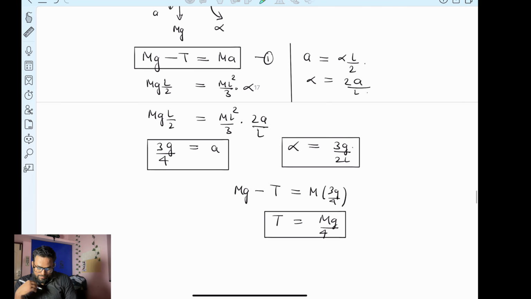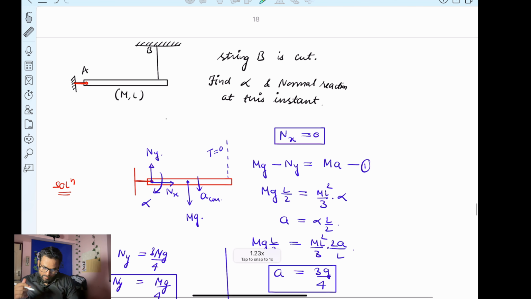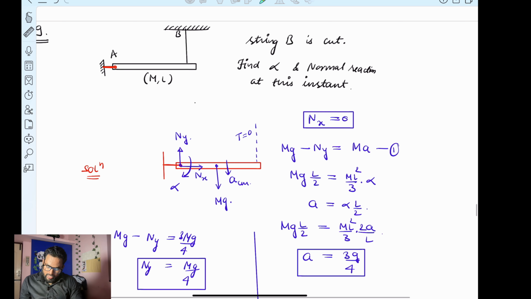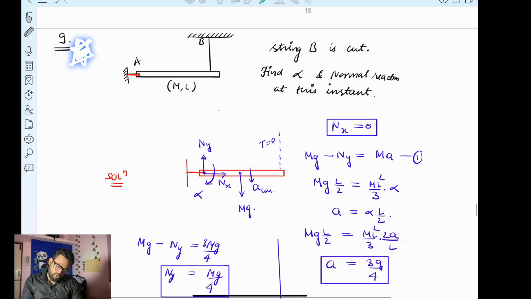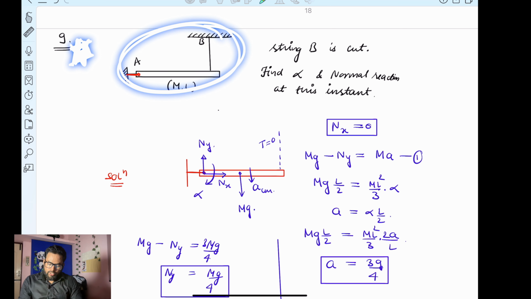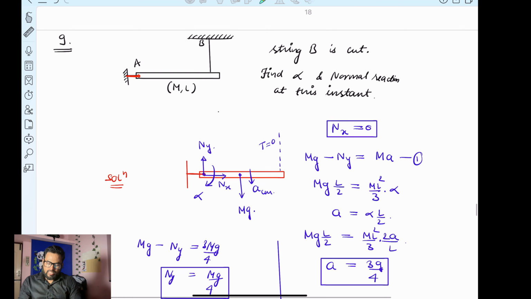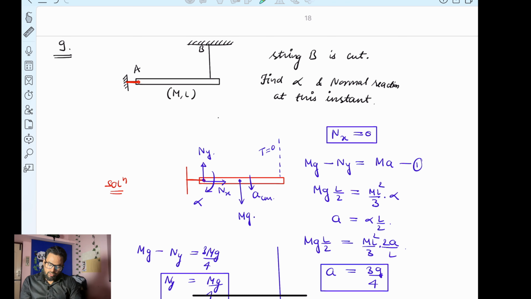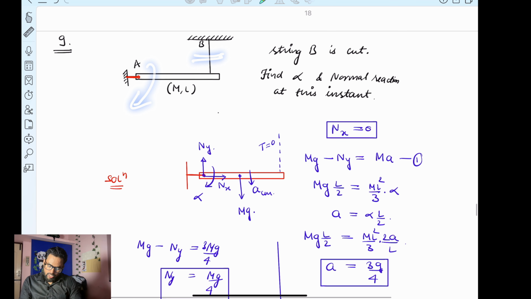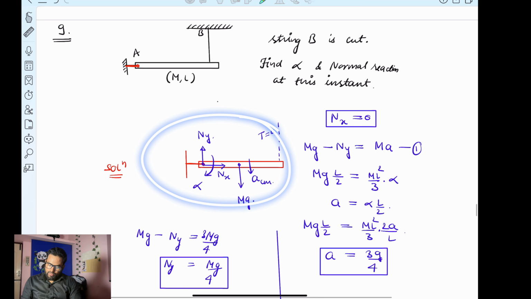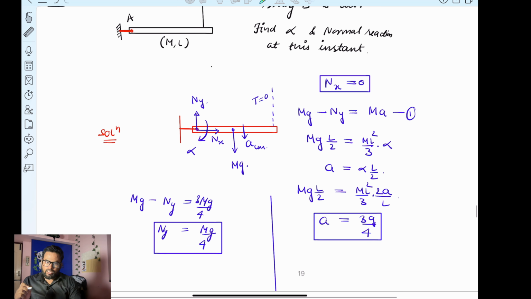Moving on towards the next question. Same type of question is there. You just try to go through this question on your own. First stop the video, go through the question. The exact answer is going to come out. So I hope you will be able to do this one. The only different thing that we have done here is this end is fixed. This is a kind of hinge, so it would rotate about this point. This B string is being cut, so it would rotate about this point.